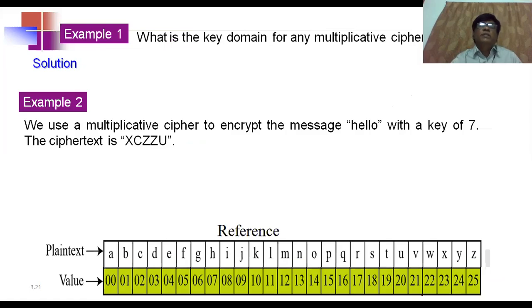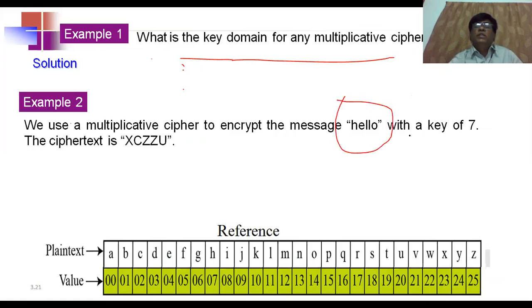See this example. First, what is the key domain? What are the key values in the multiplicative cipher? Suppose we use a multiplicative cipher to encrypt the message hello. Here I want to send the message hello with the k value 7. So hello is converted into the ciphertext XCZZU. How to get this one?